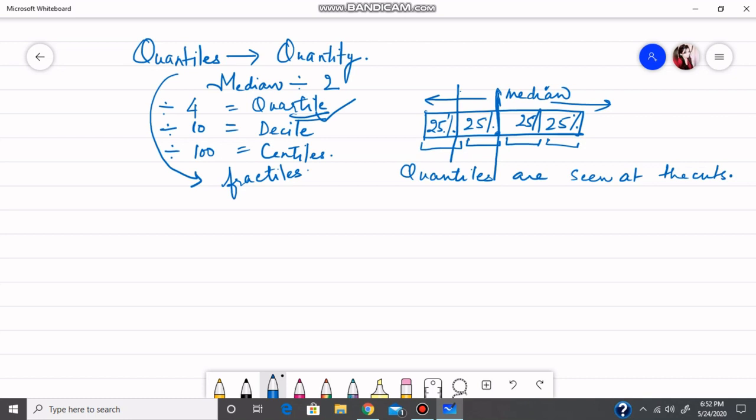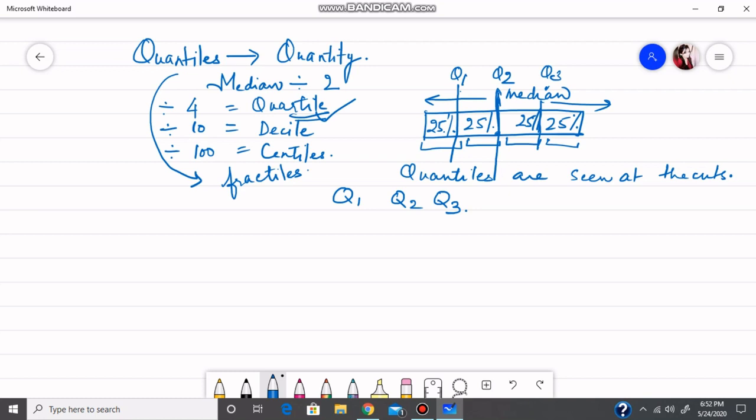The lower quartile cut is termed as Q1. The upper quartile cut is known as Q3, and the median here is known as Q2. So we'll be working with the nomenclature of Q1, Q2 and Q3. We'll understand this with the help of an example.